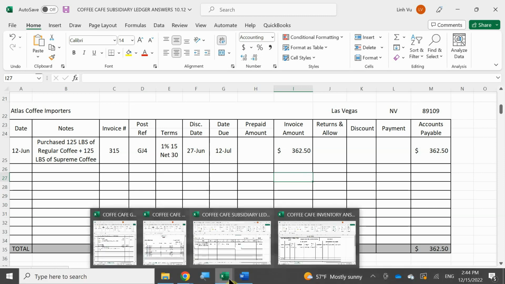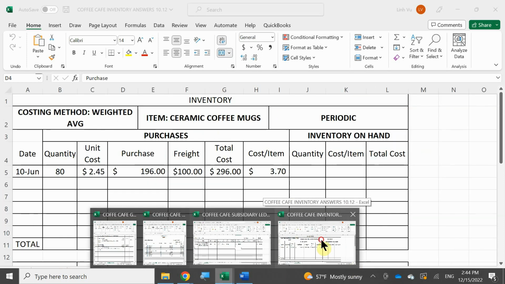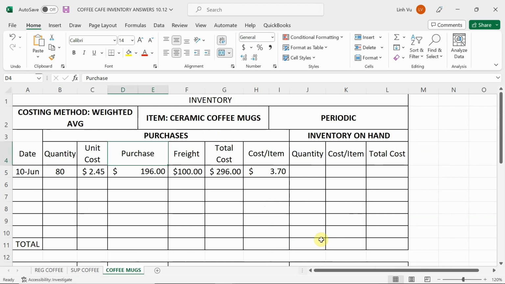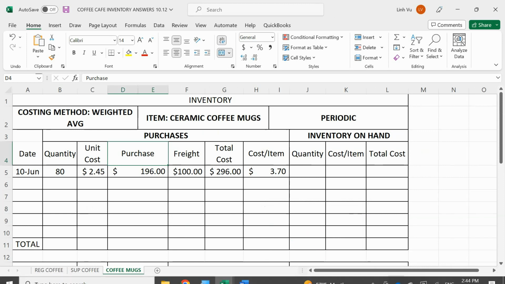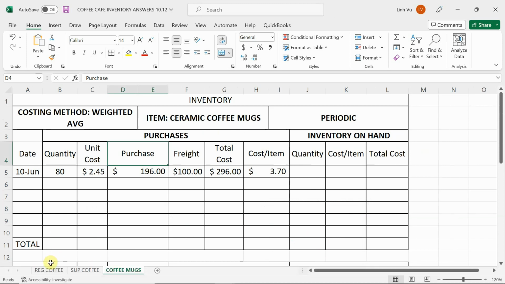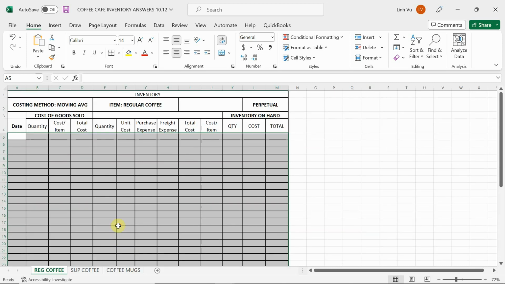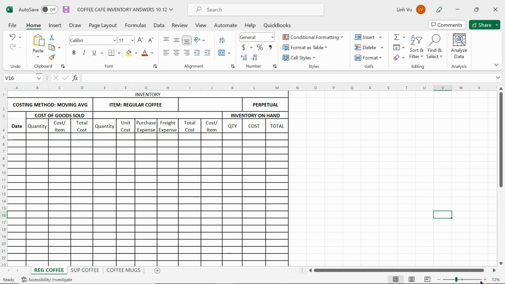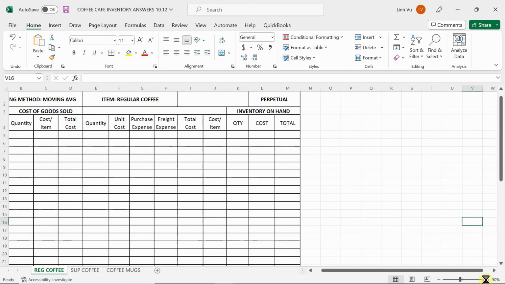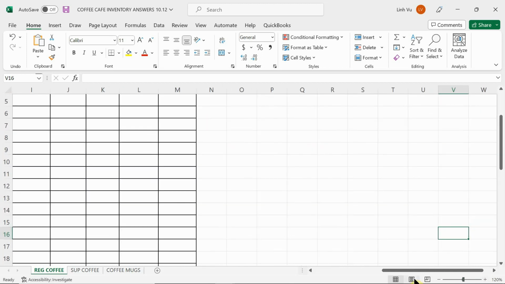Now that we finally have inventory, what should we do next? Add it to your inventory, because that's the most important thing that you can do for perpetual inventory, right? Every purchase that you make will affect your inventory. Every sale that you make will affect your inventory.